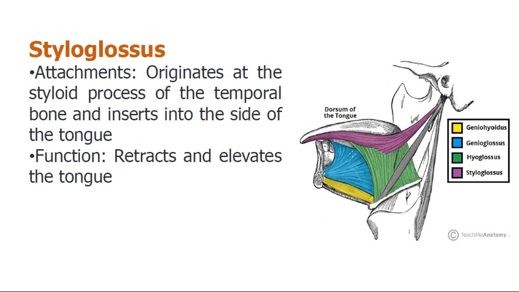The other muscle is the styloglossus muscle, and here we can see it in a purple color in the picture. It is attached to the styloid process on one side and to the side of the tongue on the other side. So two attachments, from its name, stylo and glossus. So it is attached to the styloid process of the temporal bone and the side of the tongue. The function of the styloglossus muscle is retracting and even elevating the tongue.